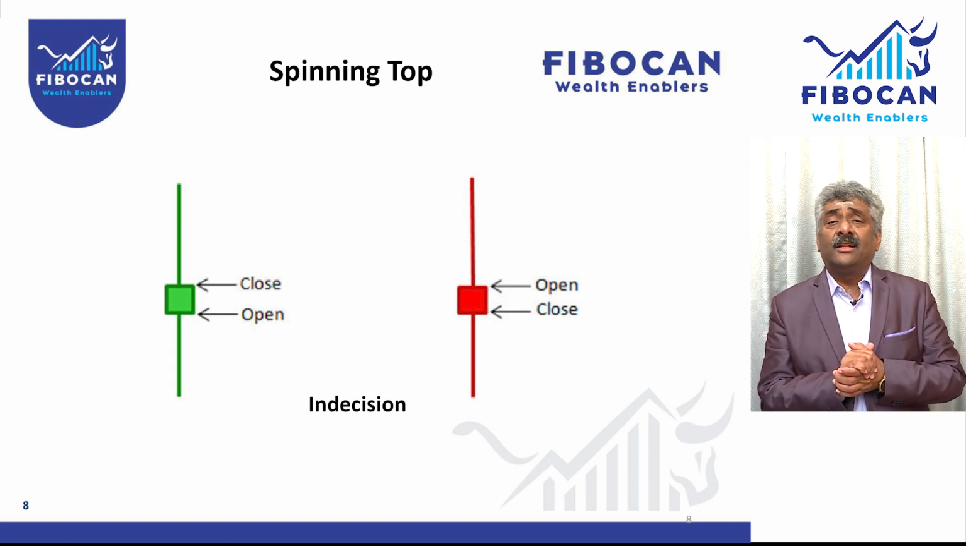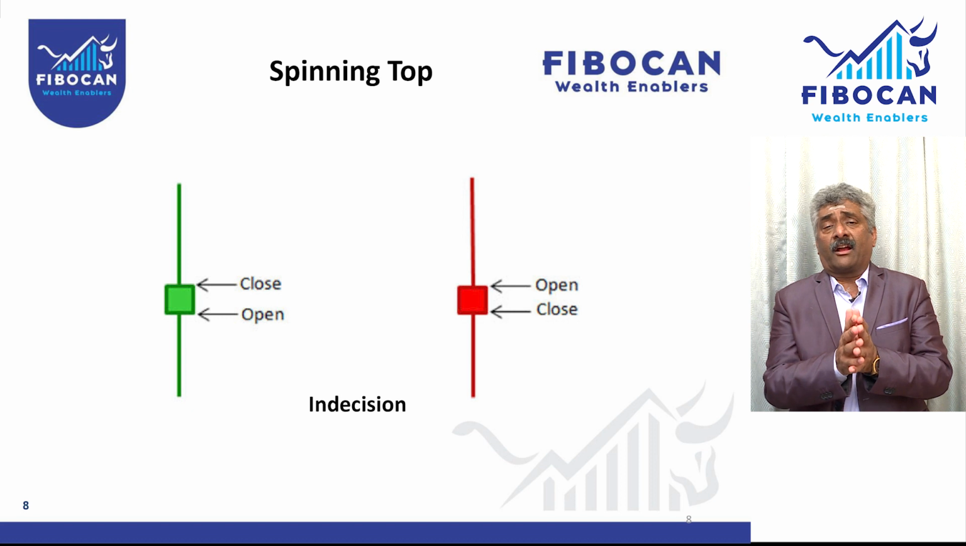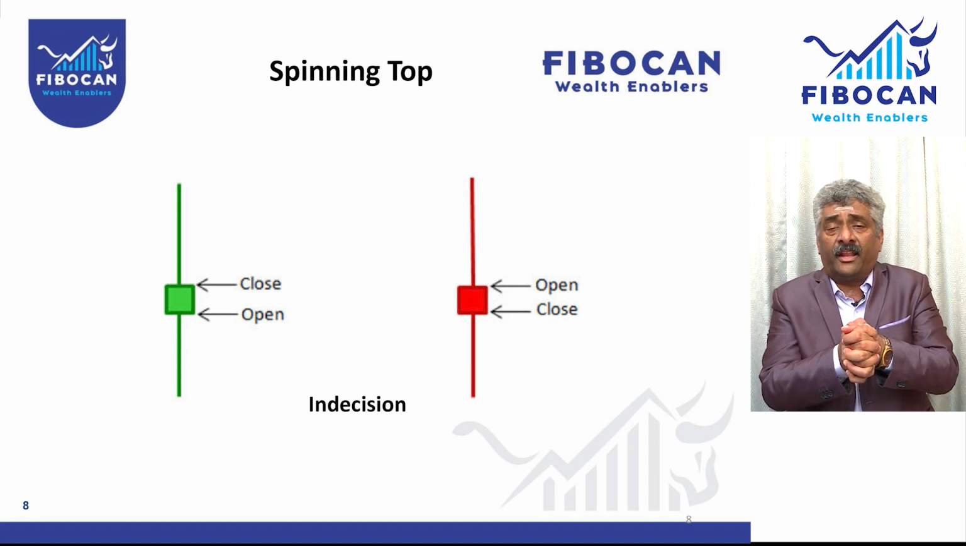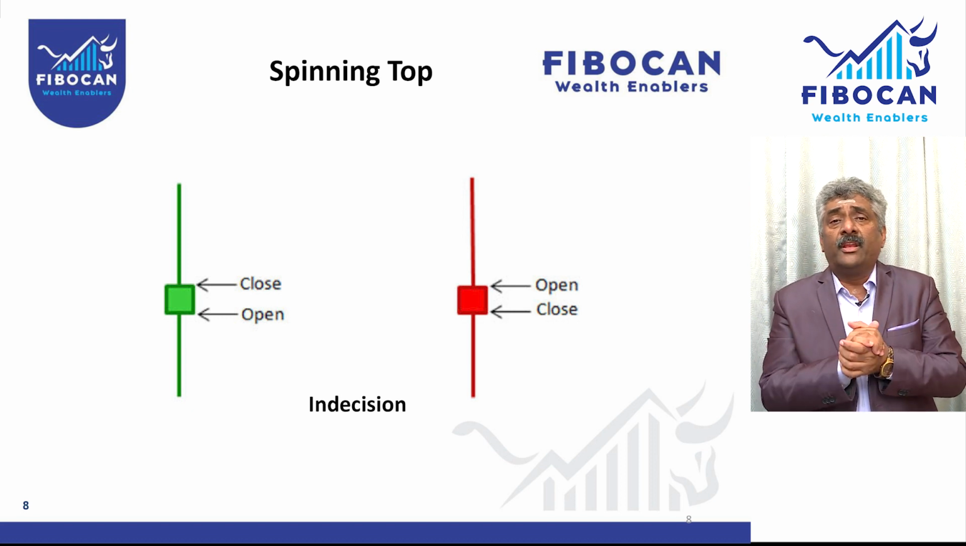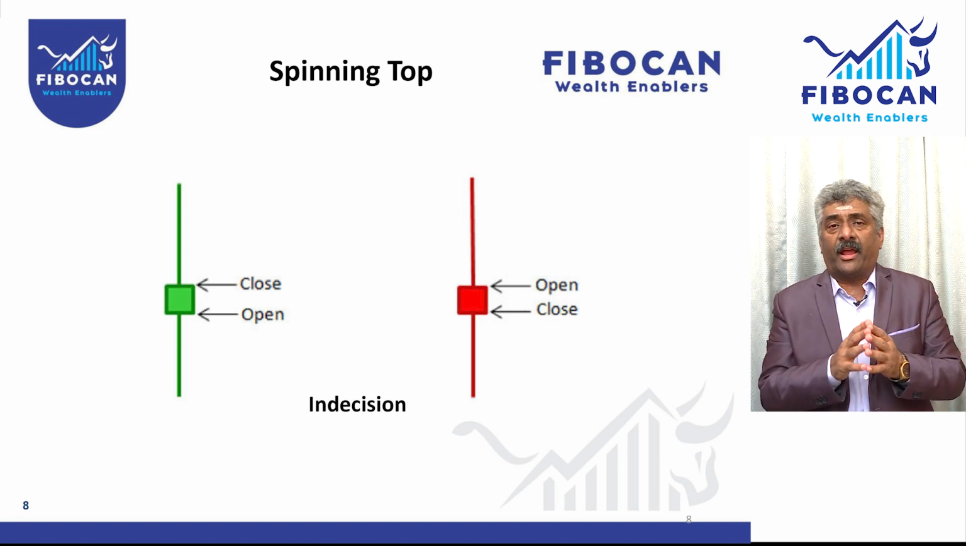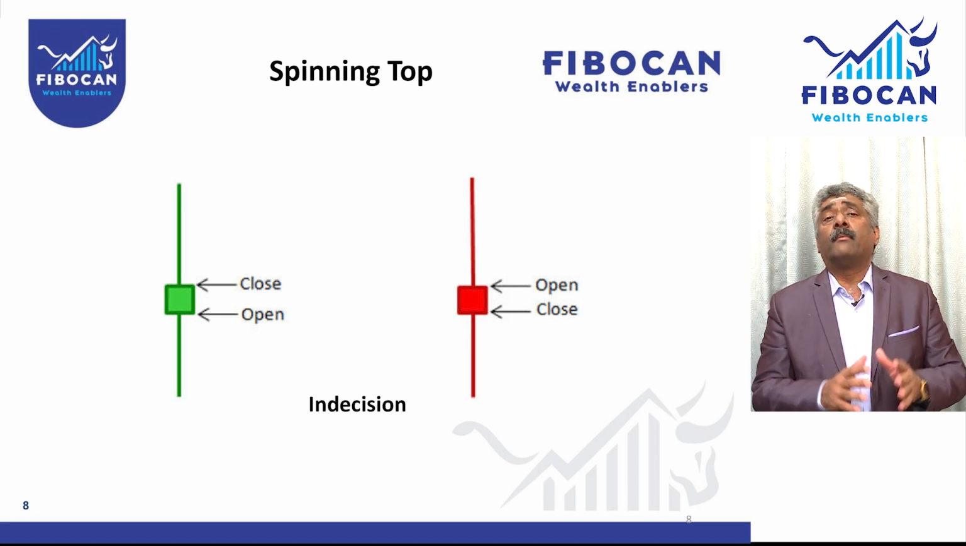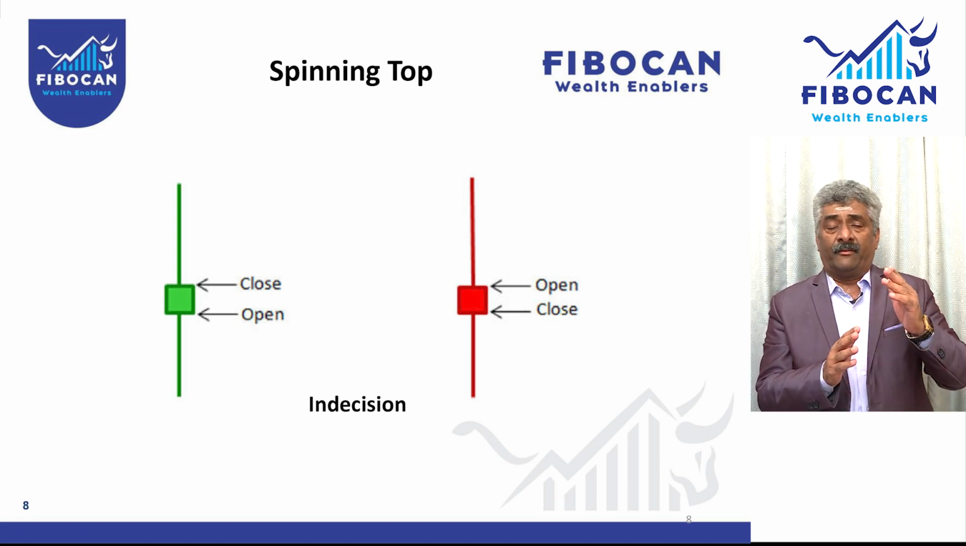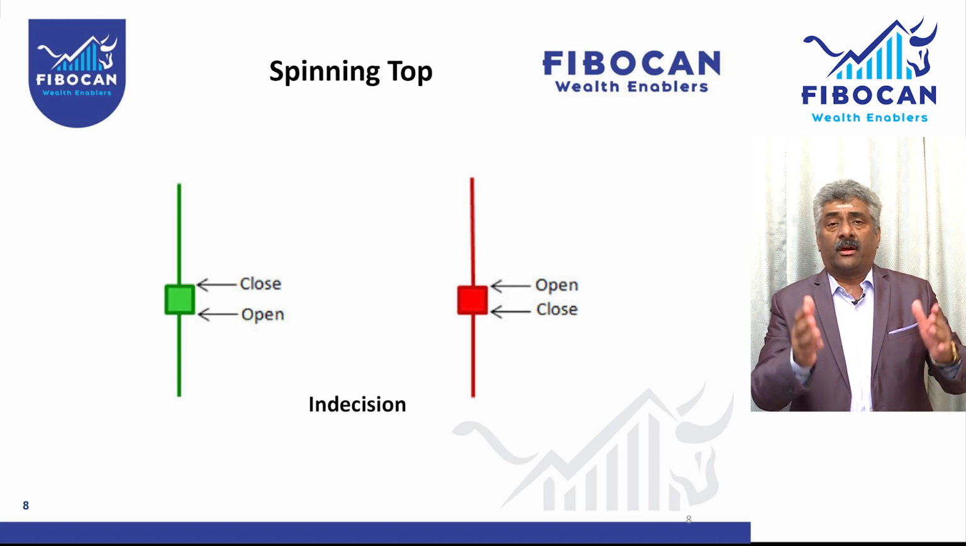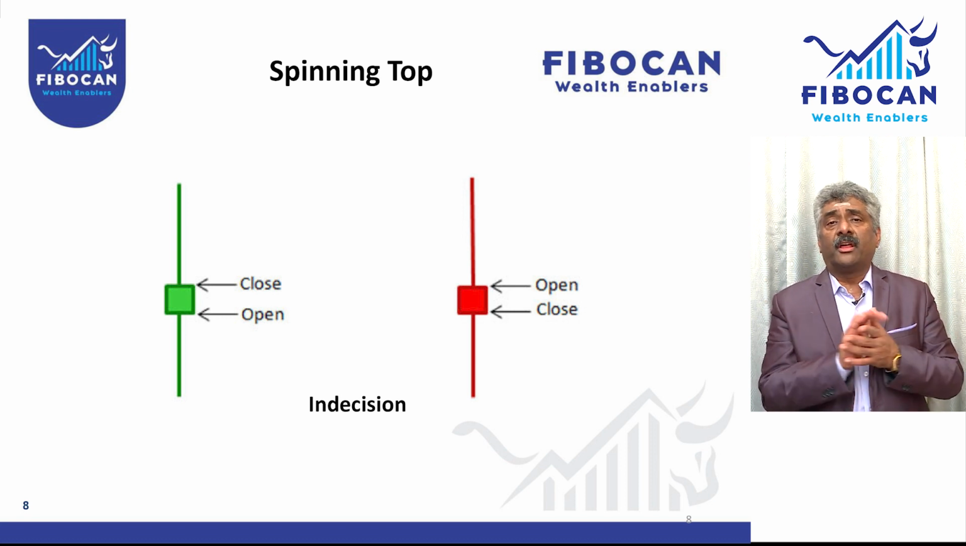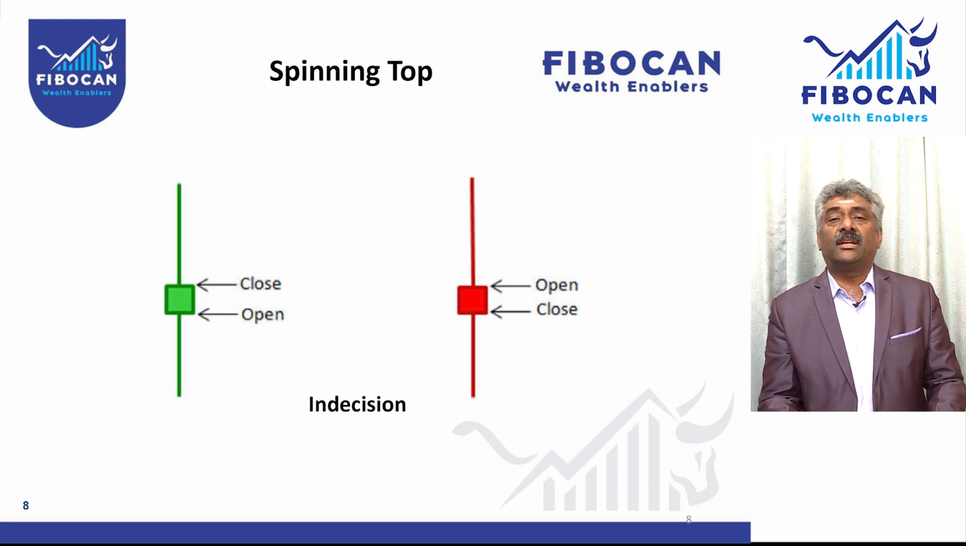What is indecision? During the day, think of a tug of war where the bulls and bears are fighting each other. There is no clear winner. Both are not giving way. It is an equal, tough fight. But at some stage, somebody has to give up. On this time frame, whether 1 day, 1 week, 1 month, or even 1 year, there is no clear winner or loser. Hence, it is called indecision, represented by the spinning top.